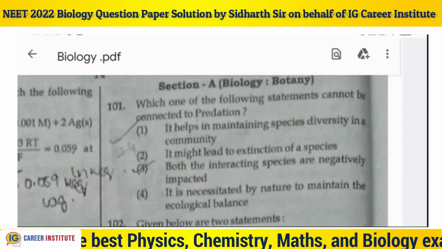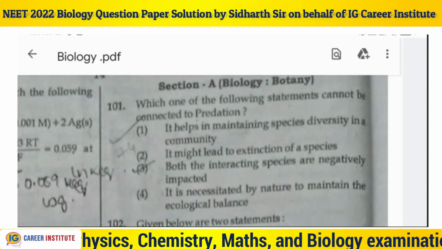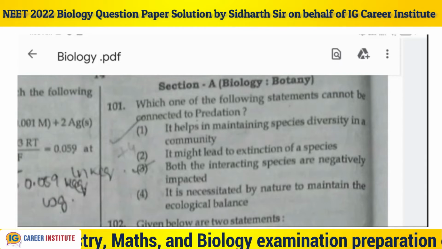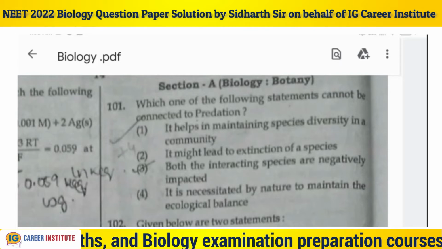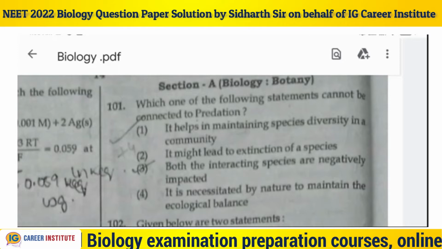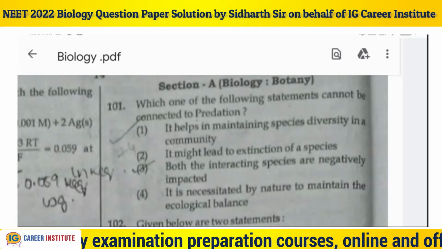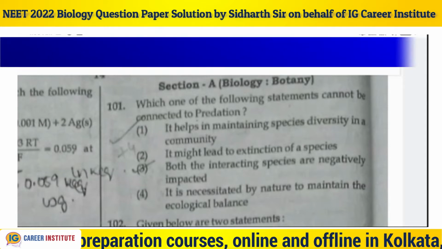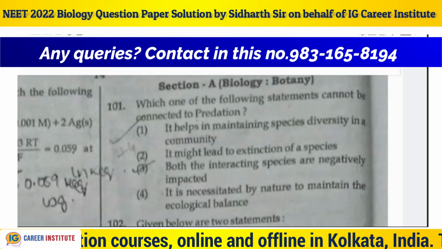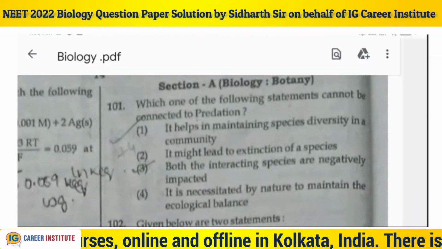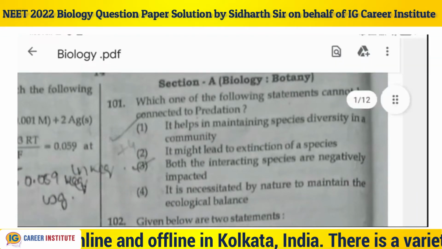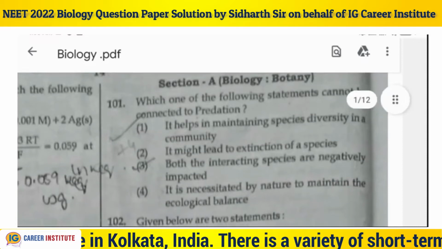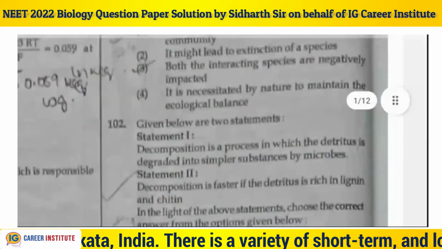For example, the first question: which one of the following statements cannot be connected to predation? The answer will be option 3, obviously, because here option 3 says both the interacting species are negatively impacted. We all know that in predation, one species is negatively impacted, which is the prey, while the predator is positively impacted. He is getting the food. So option 3 is the correct one, as this option is not linked anywhere with predation.